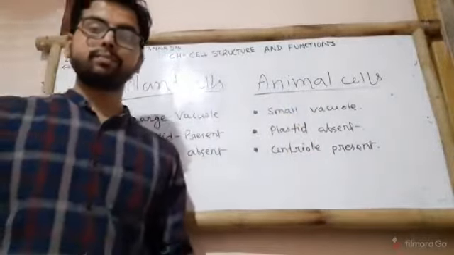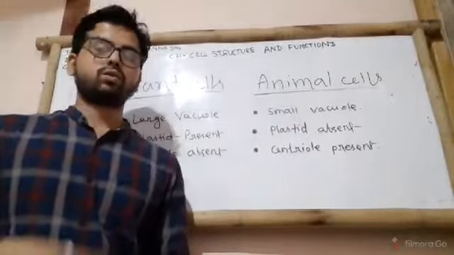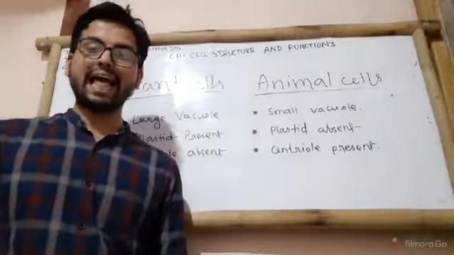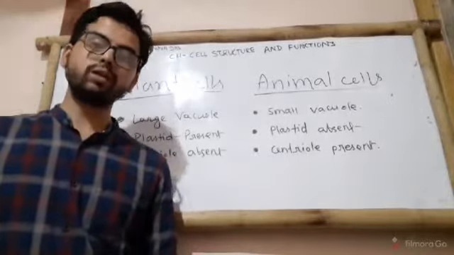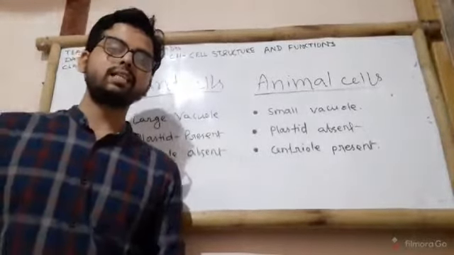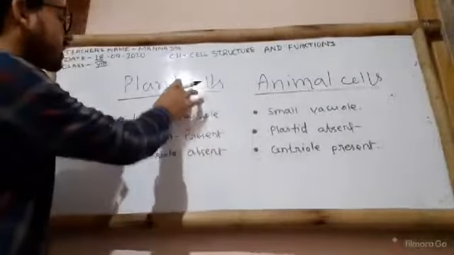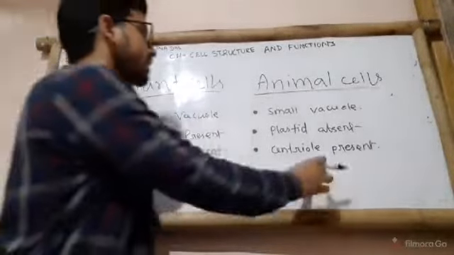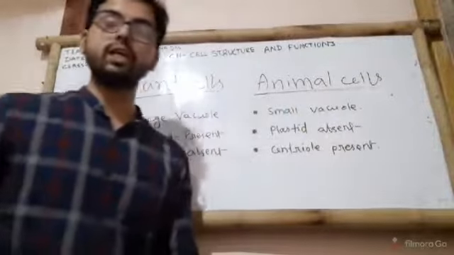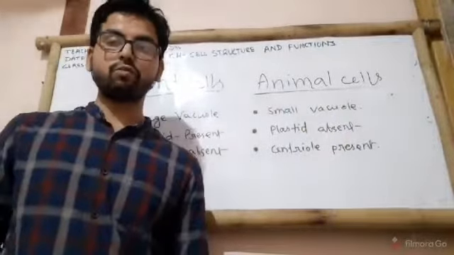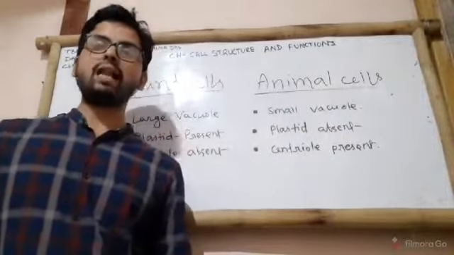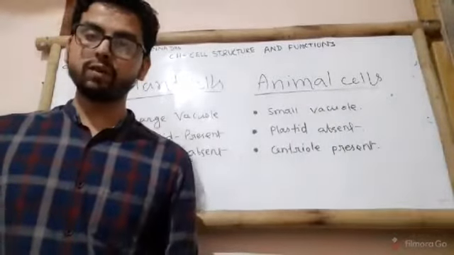So what is the function of plastids? They help in manufacturing or storing food. Next, the centriole is absent in plant cells, and in animal cells, centrioles are present. So what is the function of it? Centrioles help in the division of cells.